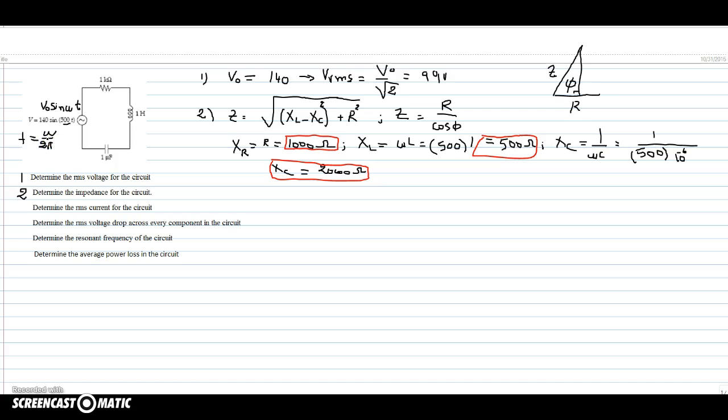And if you do the math, what is it? Let's see, 500 divided by 628, which is almost 80. Let's put almost 80 hertz. Okay, the reason I'm doing this is to compare this to the resonance frequency.